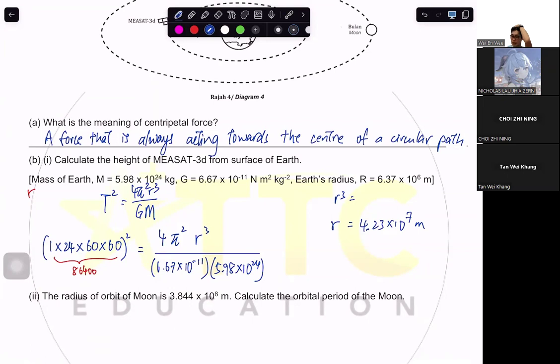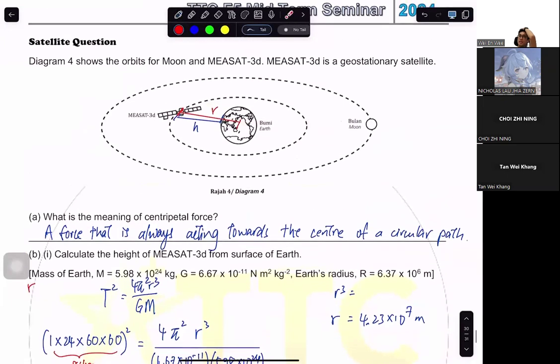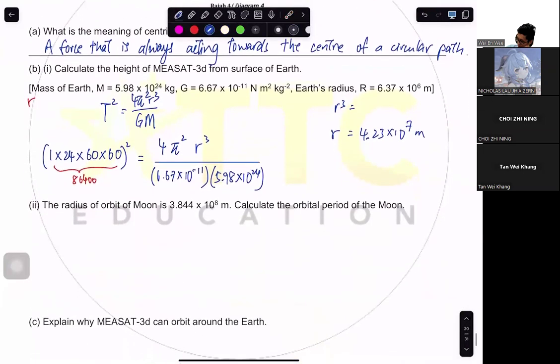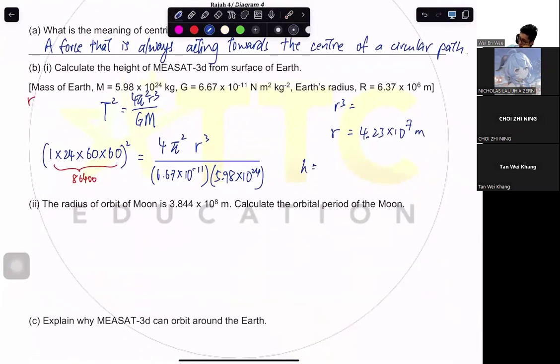And remember, r is this whole distance. You want the height only, so you have to minus off the radius of Earth. So the h will be this minus the radius.